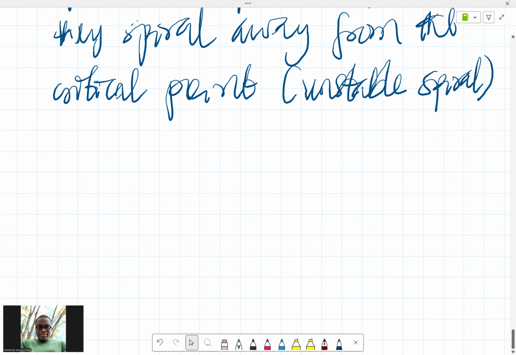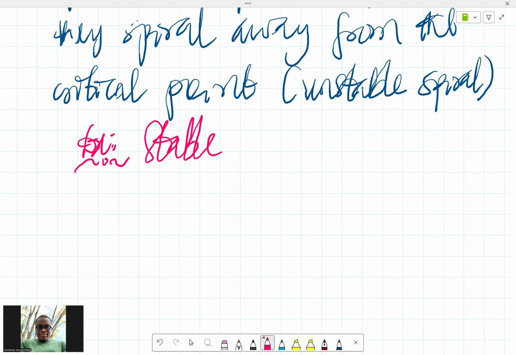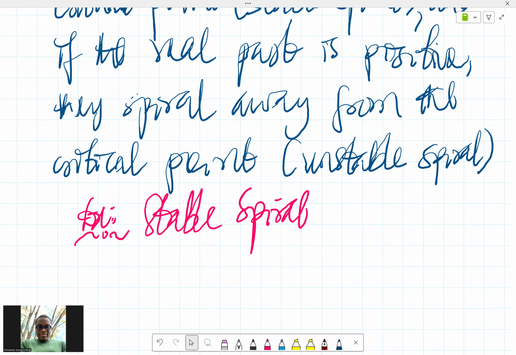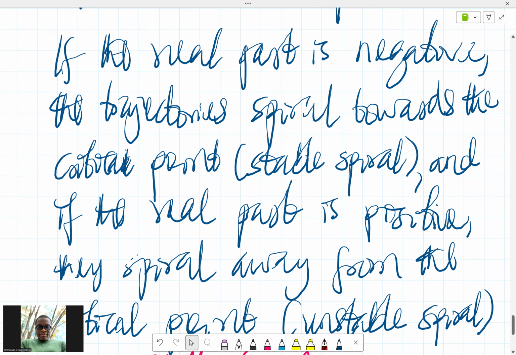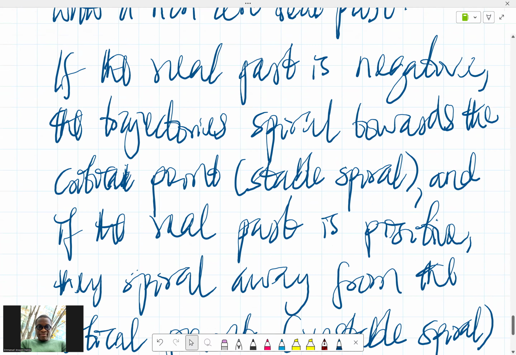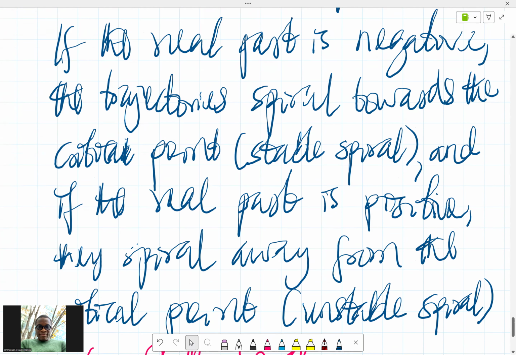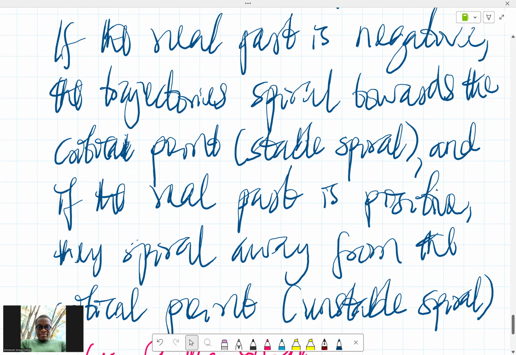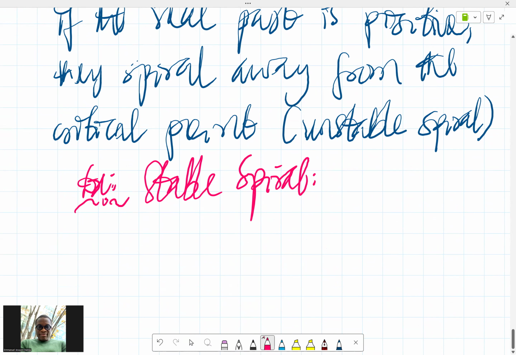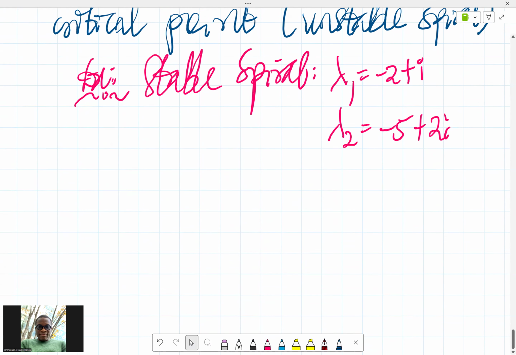So let's take examples of each of these types of spirals. Let's take a stable spiral. If the real part is negative, that means we have something like lambda 1 equals -2 plus i, then lambda 2 is something like -5 plus 2i, whatever. So let's imagine that's what we have.